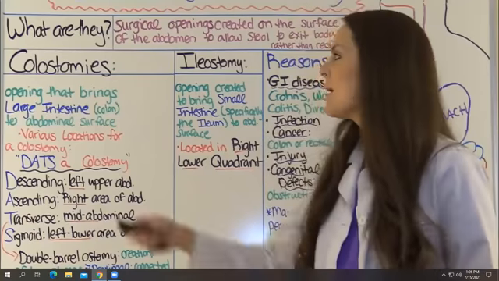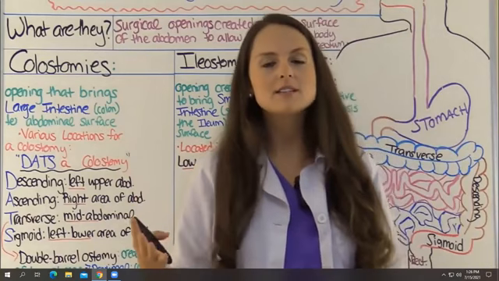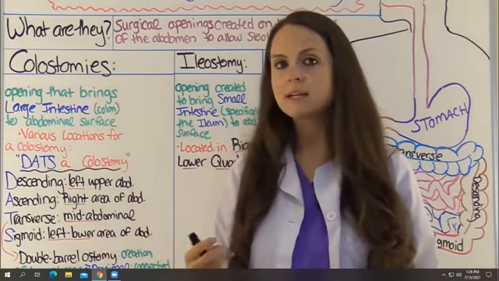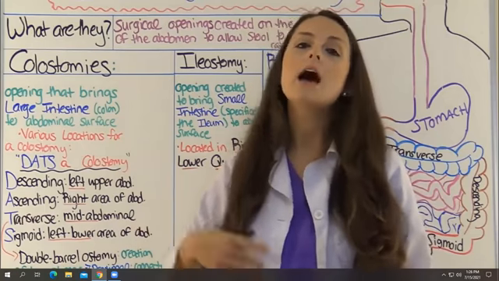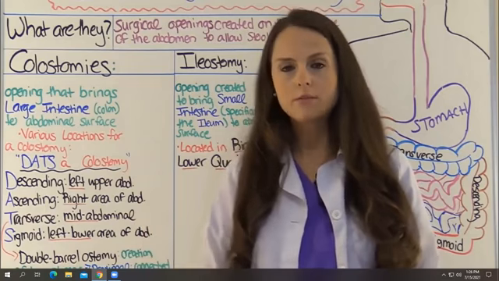First, let's start out talking about colostomies. Okay, we know that a GI ostomy is where a surgical opening has been created to bring some part of the intestines to the abdominal surface so stool can be excreted rather than through the rectum.